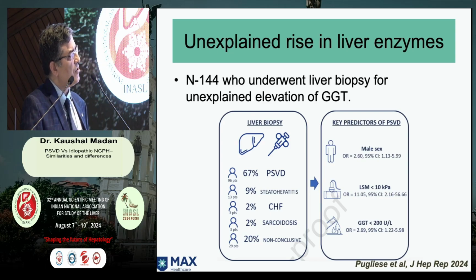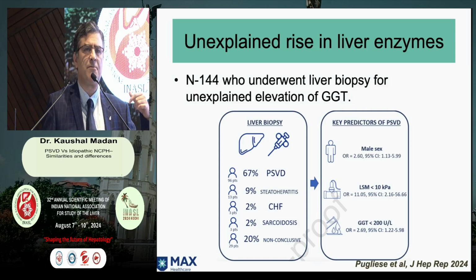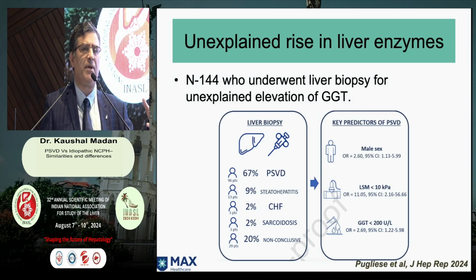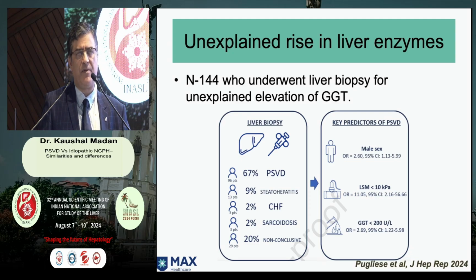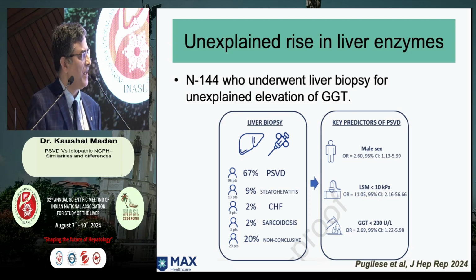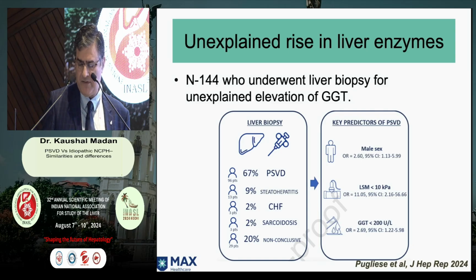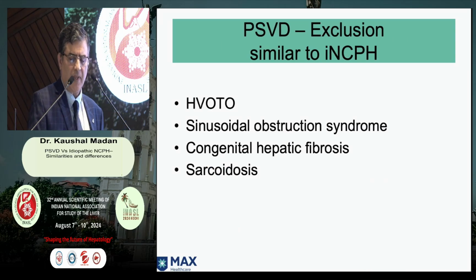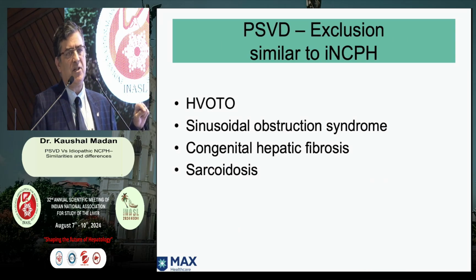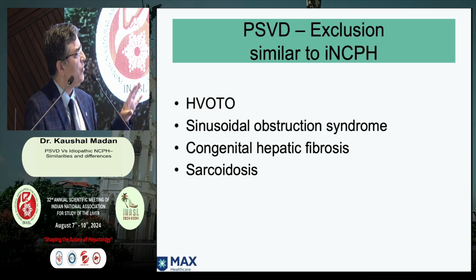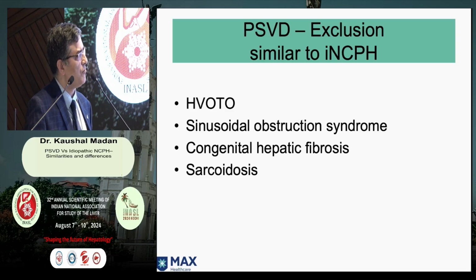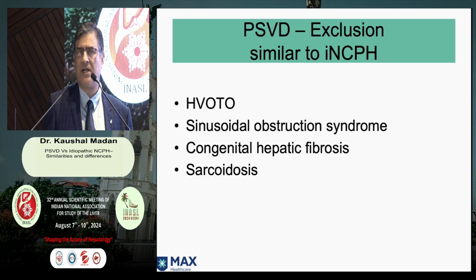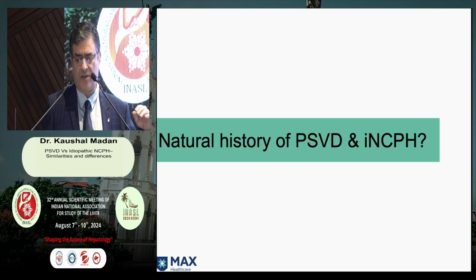The key predictors of PSVD were male sex, LSM less than 10. So any patient you are suspecting as having portal hypertension, maybe CLD, but LSM is less than 10, think of PSVD or INCPH, whatever you may like to call it, and a GGT level less than 200. Similar to INCPH, the exclusion criteria are similar. You exclude other vascular causes, HVOTO, sinusoidal obstruction syndrome, congenital hepatic fibrosis, sarcoidosis. These are excluded in both.